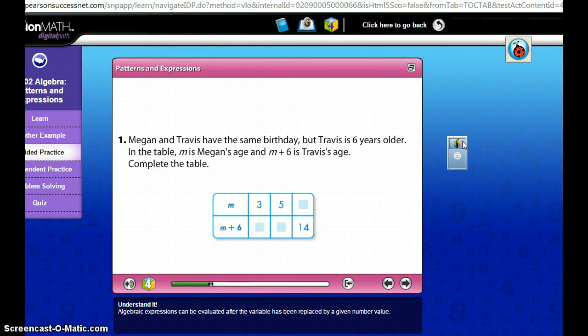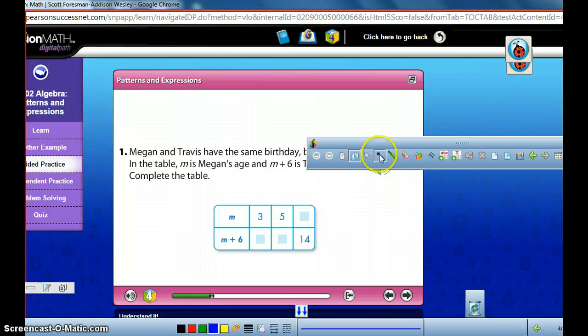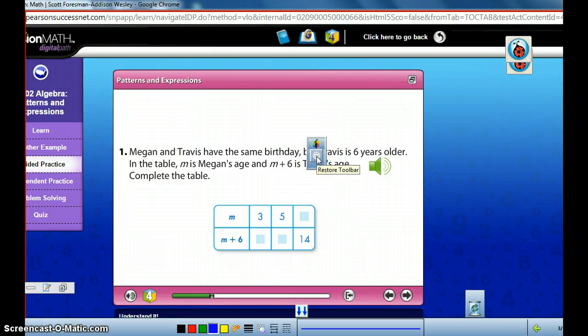All right. Megan and Travis have the same birthday, but Travis is 6 years older. In the table, M is Megan's age, and M plus 6 is Travis's age. Complete the table. So that makes sense. Here is Megan. This is her age. Okay, here is Megan and her age. And Travis is always 6 years older than her.